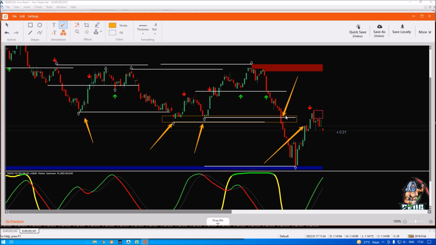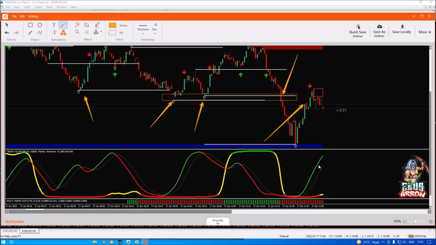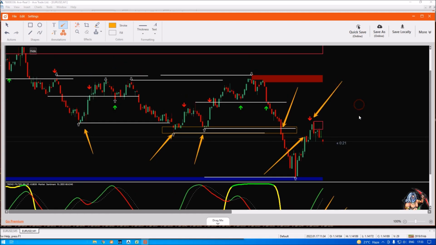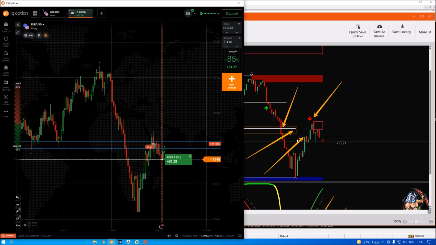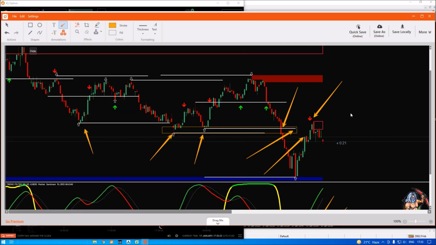So here we see the breakout, and then we were waiting, and for additional confirmation, we can see the TMI and the NOVA trend both are confirming here that we have a seller pressure. That means we are still having a strong downtrend momentum, and then we received the ZeusArrow sell signal, and this zone was our entry area. So I took the trade here inside this zone, and as you can see that we won this trade.